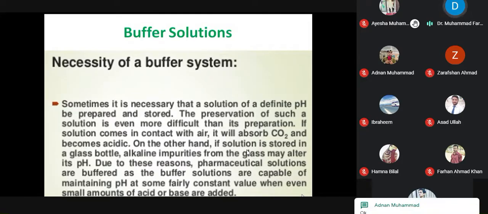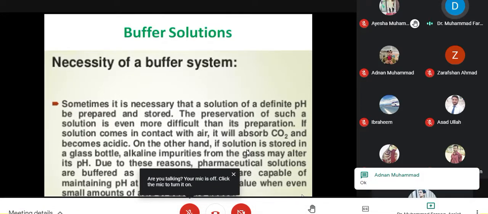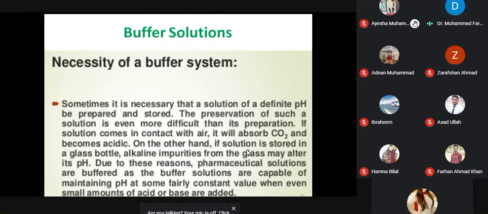Secondly, leaching will occur if we store it in a glass bottle. Leaching will occur into the solution, so again the pH of the solution will change. So buffers are those solutions that can maintain their pH up to some extent if some material leaches out into the solution matrix, or CO2 gets absorbed.